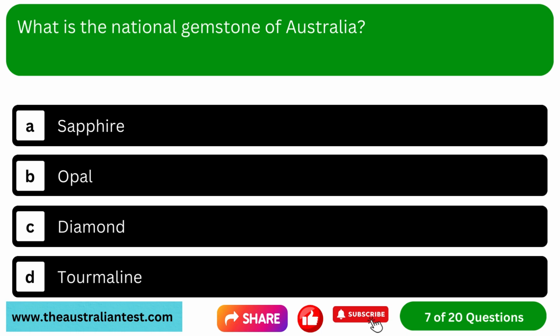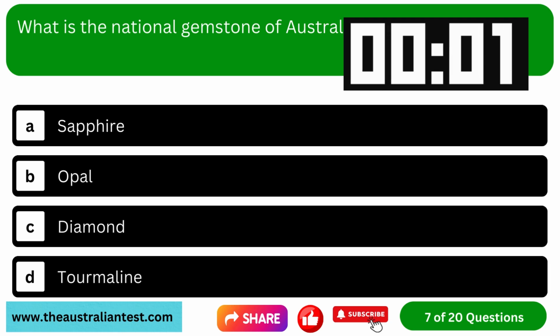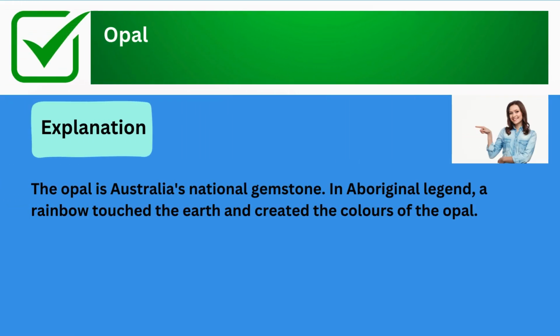Question 7. What is the national gemstone of Australia? Option A, sapphire. Option B, opal. Option C, diamond. Option D, tourmaline. The correct answer is opal. The opal is Australia's national gemstone. In Aboriginal legend, a rainbow touched the earth and created the colors of the opal.